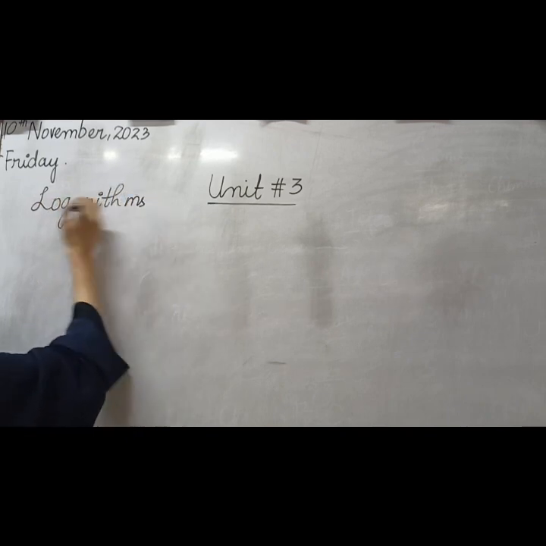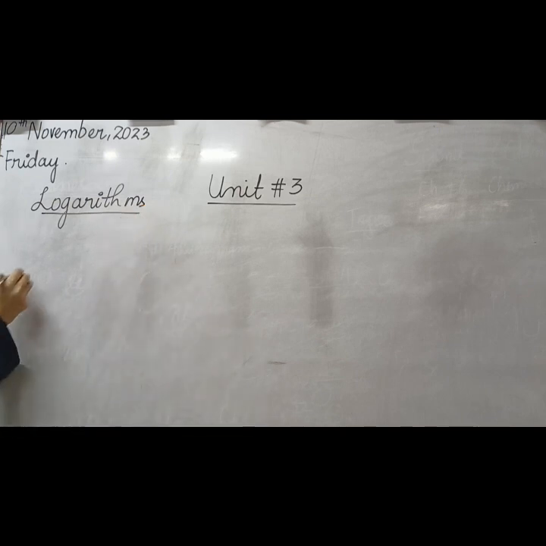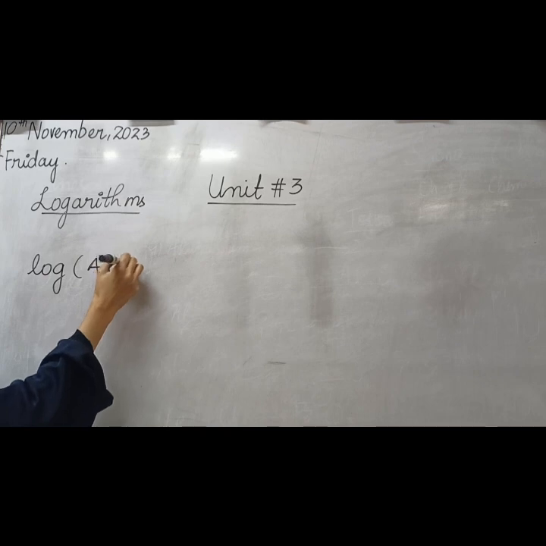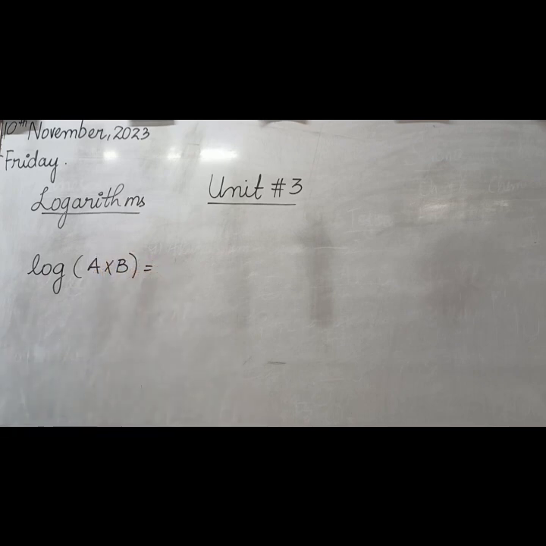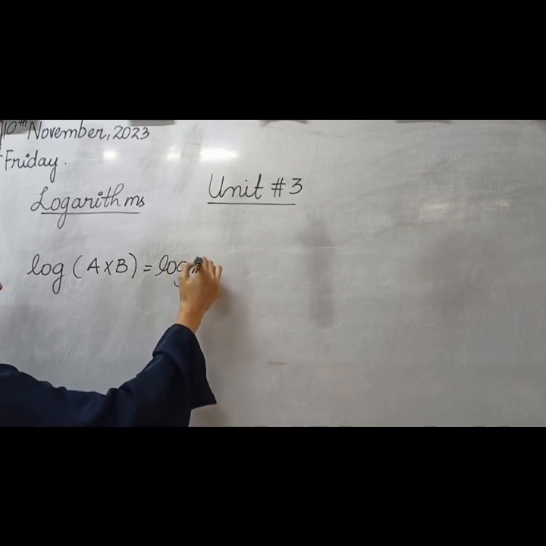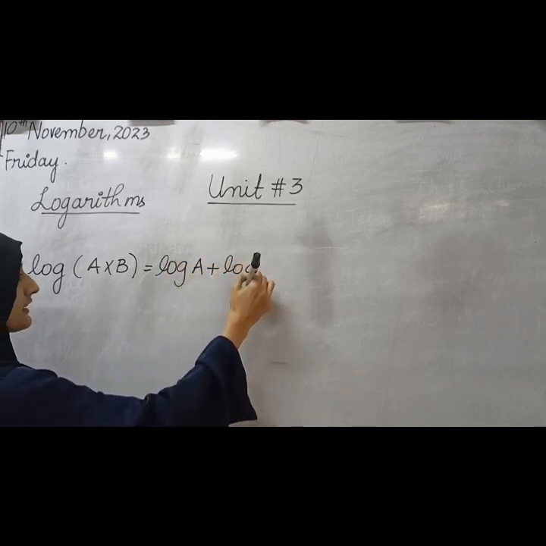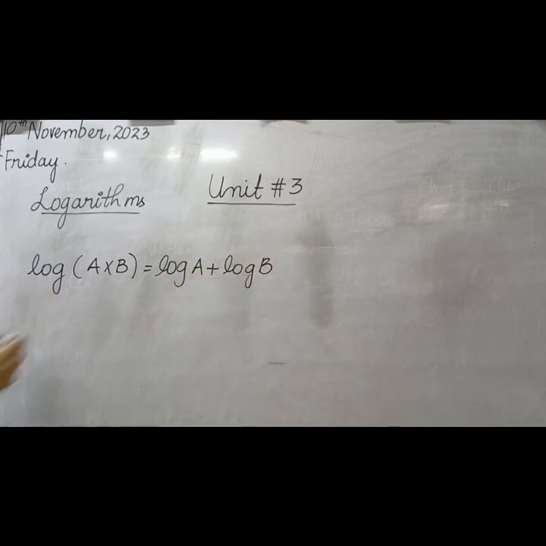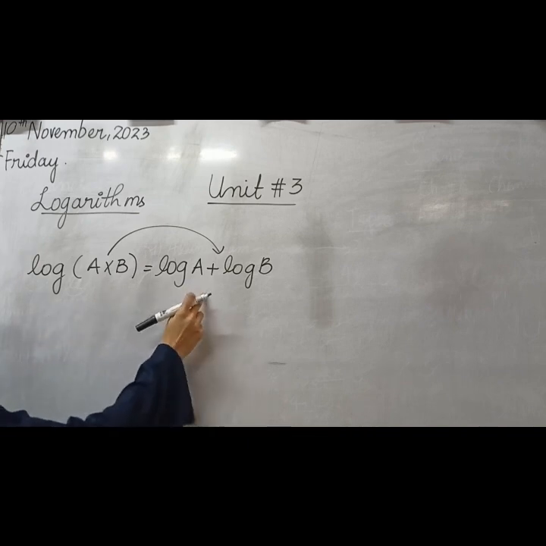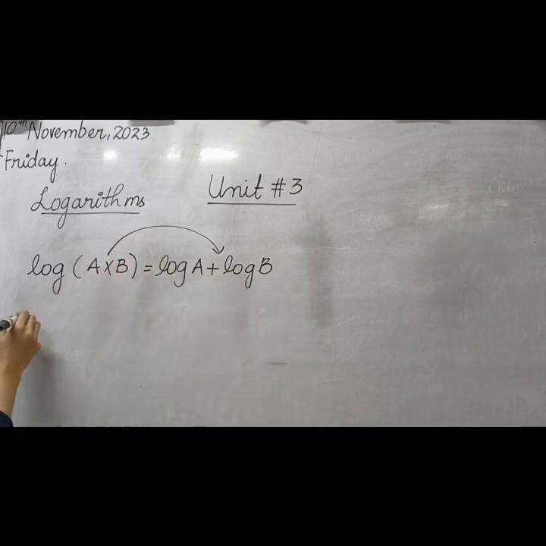The first law of logarithm is if we have log of a cross b, then it can be written as log of a plus log of b. This multiplication sign will be changed into addition sign with logs. Log of a multiply b can be written as log of a plus log of b.